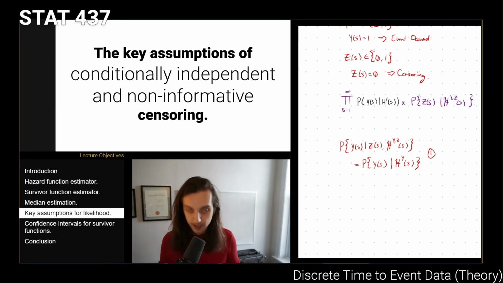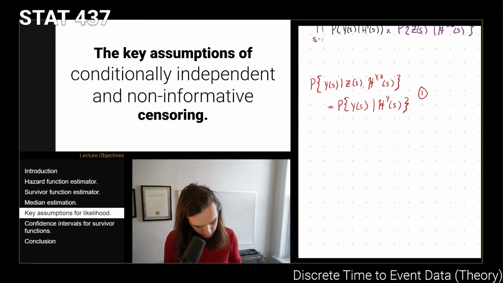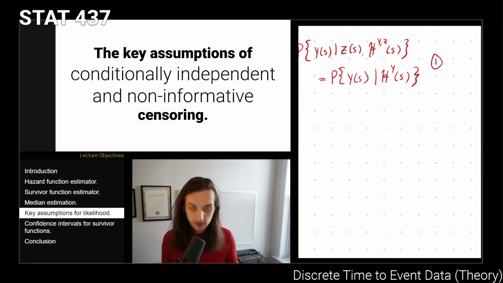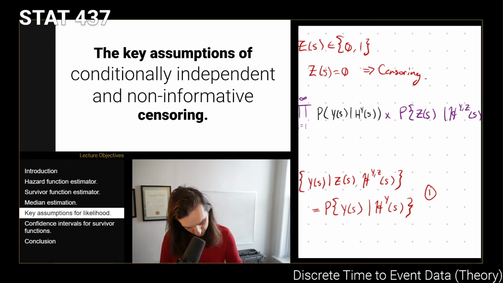But it's still not beautiful to work with. There's still quite a lot going on here. And so the second assumption that we like to make is one of non-informative censoring. The idea with non-informative censoring is that we have these two terms here. We have this probability about the event process, and we have this probability about the censoring process.